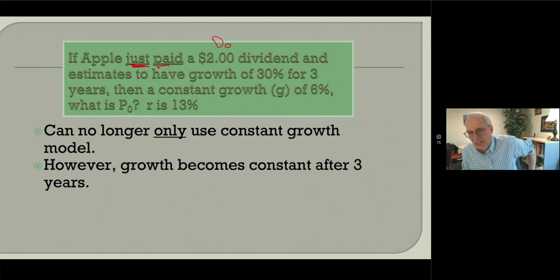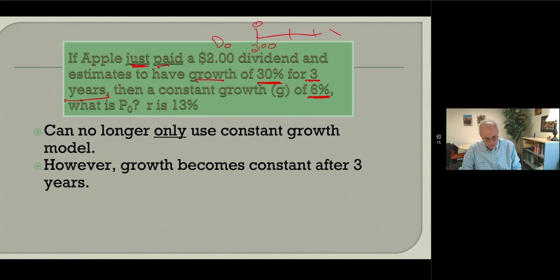And so I've given you a timeline on your outline. So I would have 0 up here, and I would say $2 right there. And then you're going to have to figure out how many years. So what is your first step? Figure out the dividends. Dividends are going to grow 30% for 3 years, and then it's going to switch. After year 3, it's going to grow 6% forever.